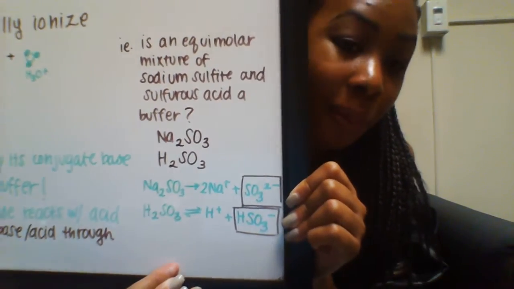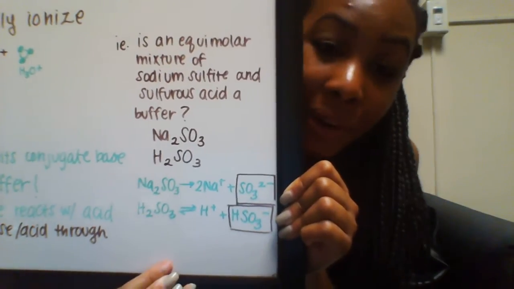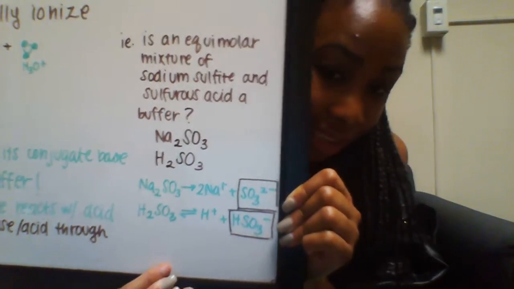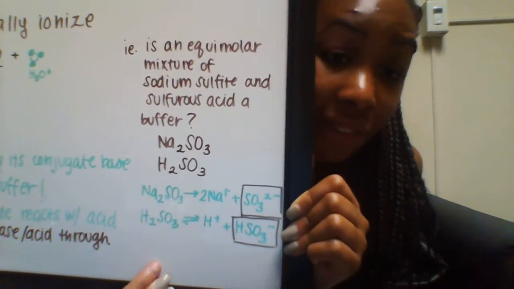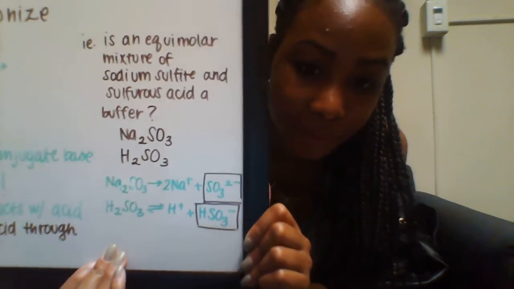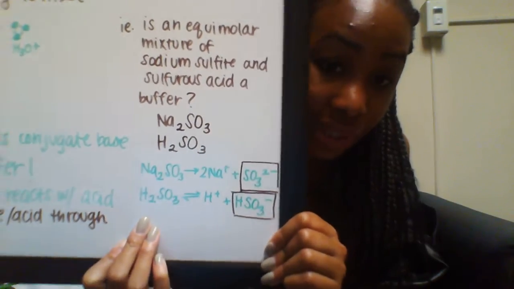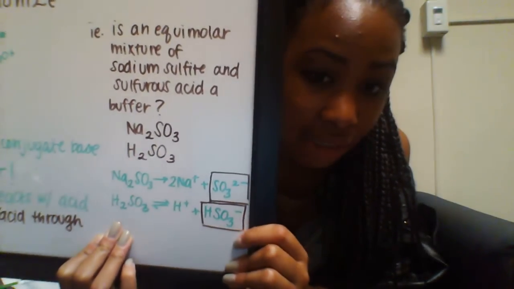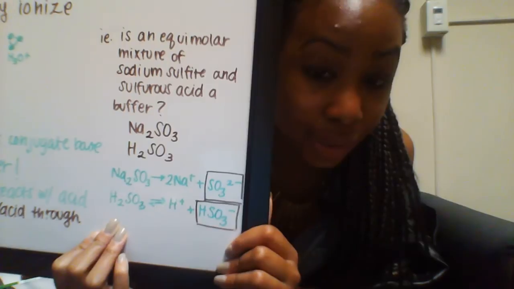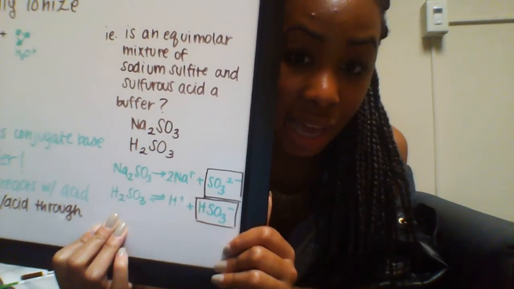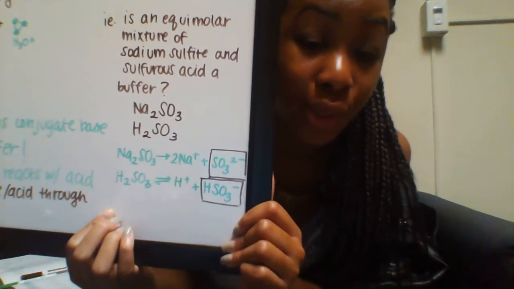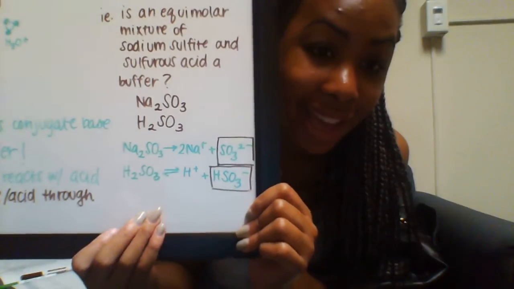Now, H2SO3 is what we call a polyprotic acid. Polyprotic means poly, many, protic, meaning proton acid, meaning that when it ionizes, it can give off many protons, but only one at a time. So, we say that this solution is a buffer because this HSO3 minus is actually a weak acid, and SO3 2 minus is its conjugate base. HSO3 minus can lose that hydrogen to become SO3 2 minus, and that's why we say that this solution is a buffer.